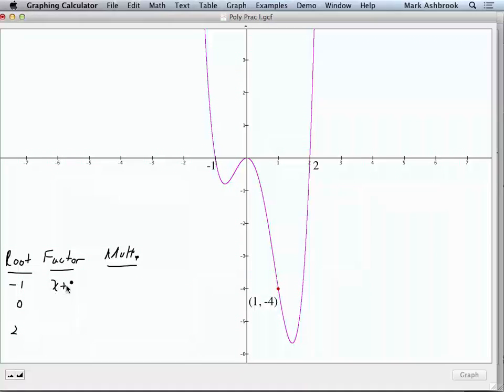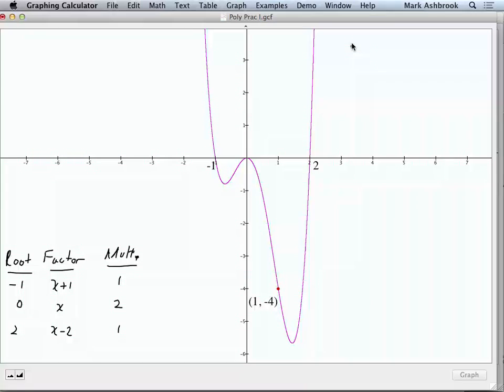X plus 1. X. Very good. All right. Aaron, take over. Multiplicities at x plus 1. What's your multiplicity at x? 2. And x minus 2? 1. So let's give an initial formula here.